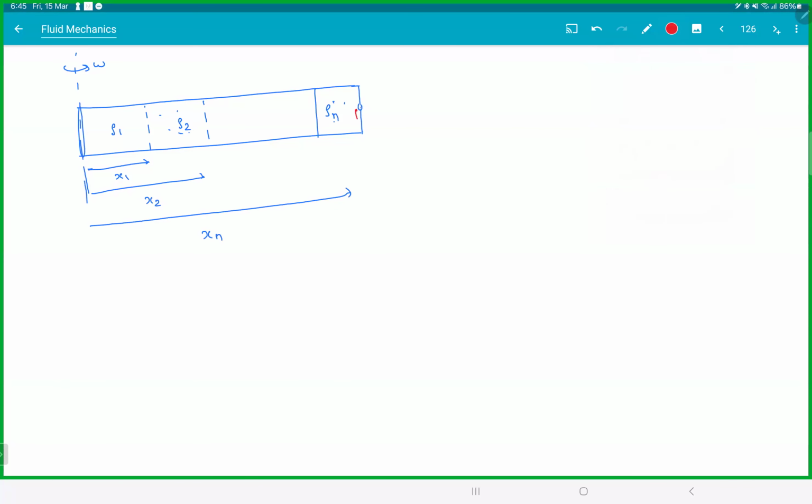So the pressure at this point, if you take this as P naught, will be P naught plus rho omega square x1 square minus 0 square. Remember the derivation? It was the x dx thing. Second will be rho 2 omega square x2 square minus x1 square. So on till rho n, xn square minus xn minus 1 whole square. That is the pressure inside.